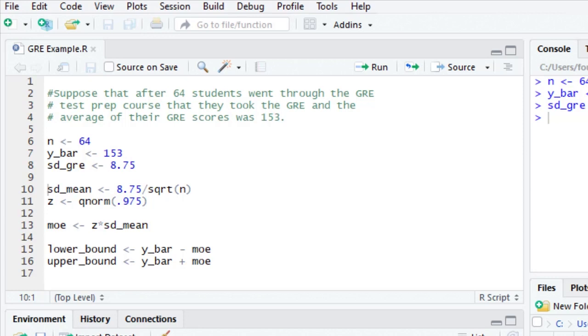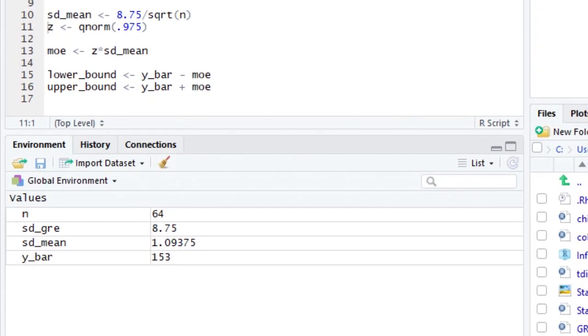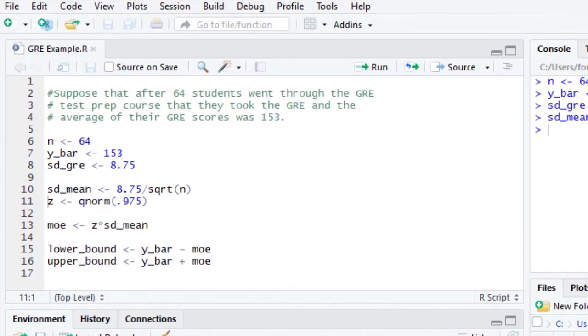First, we need the standard deviation of the sampling distribution of means. That is, we need the standard deviation of means. That's the original standard deviation divided by the square root of n. So I'm taking the original standard deviation and dividing by the square root of 64. When we look at the standard deviation of the sampling distribution, we see that it's about 1.1, much smaller than the standard deviation of original scores. That was 8.75.